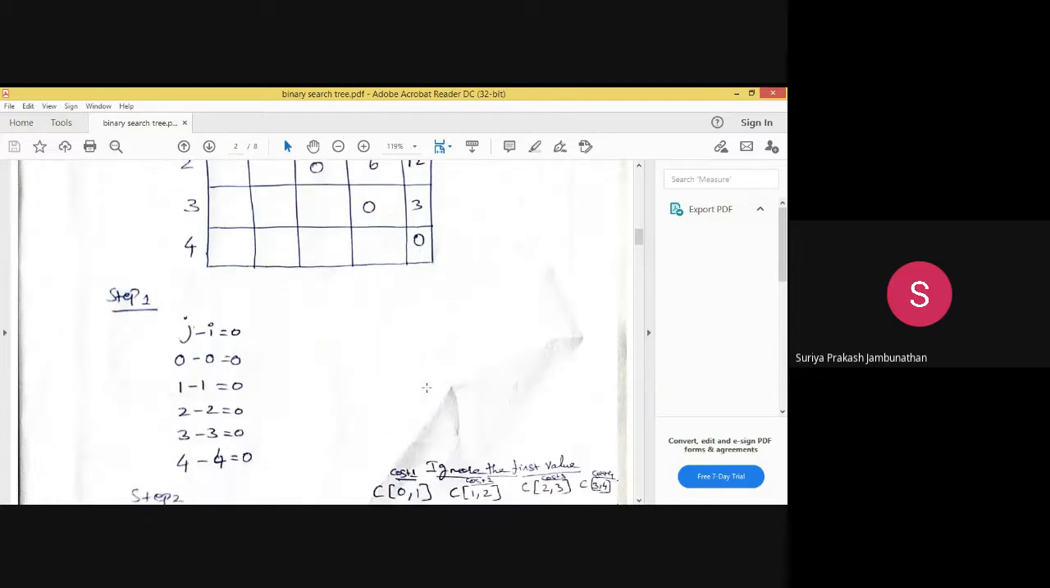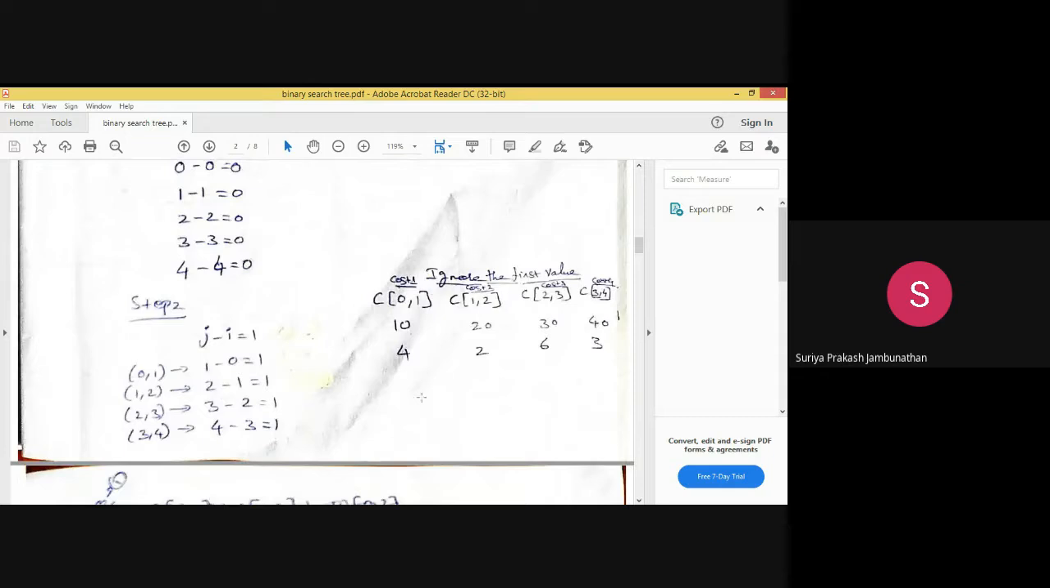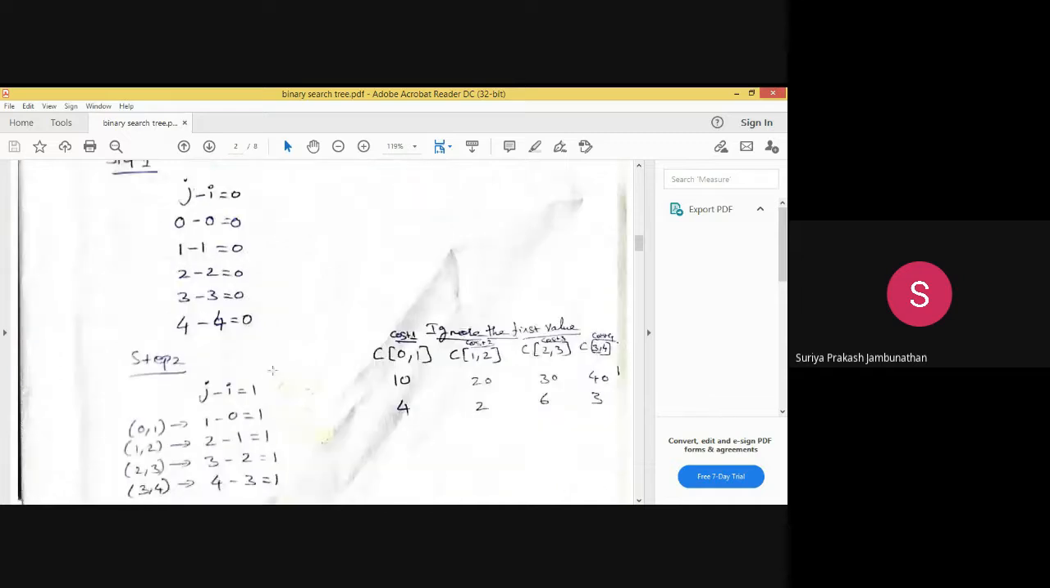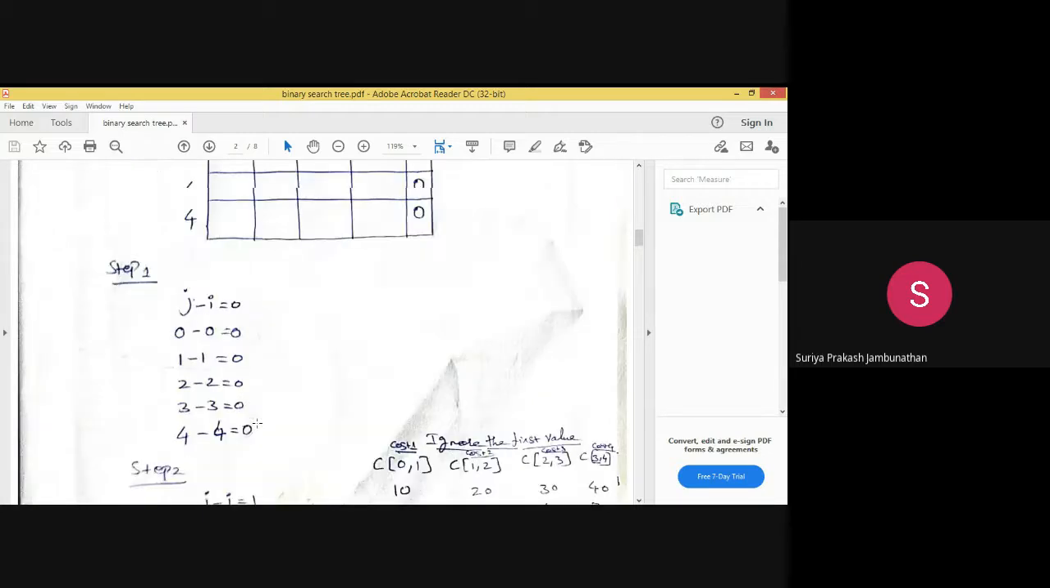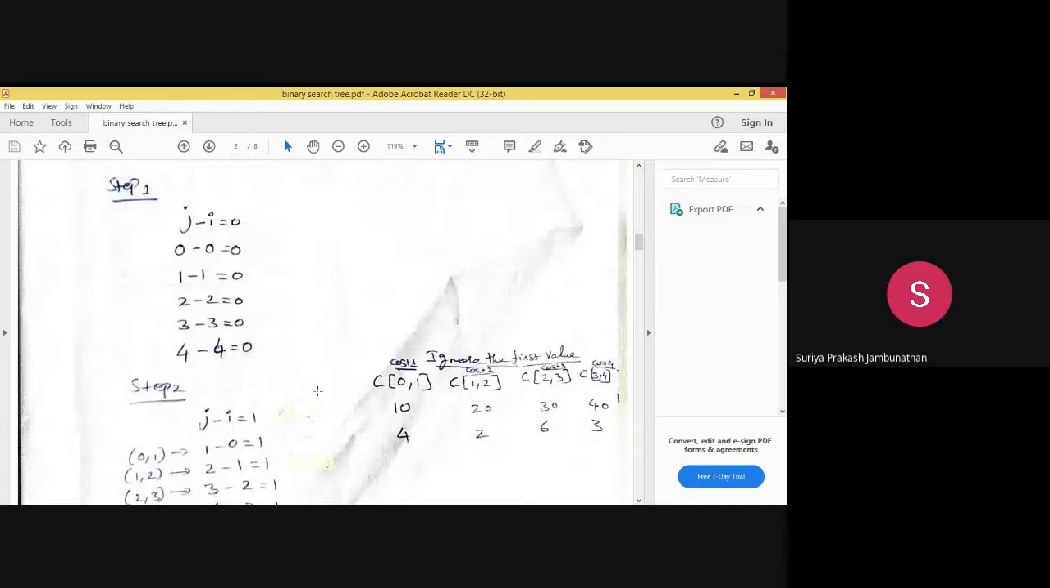Okay, let's move to the next step. Step 2, what do we have to do? In step 2 we are considering j minus i equal to 1. So when it is 1, we have to consider only one value. This i value will change each and every time. First time we put 0, now we put 1. Now we have to identify which combinations result in 1, in this given table.